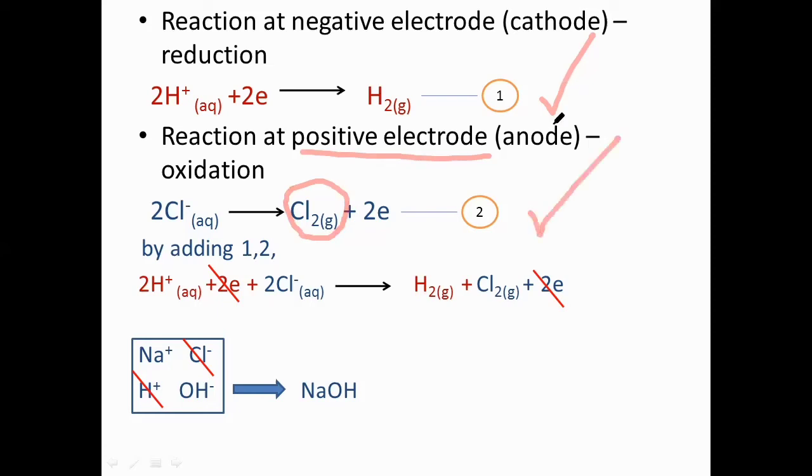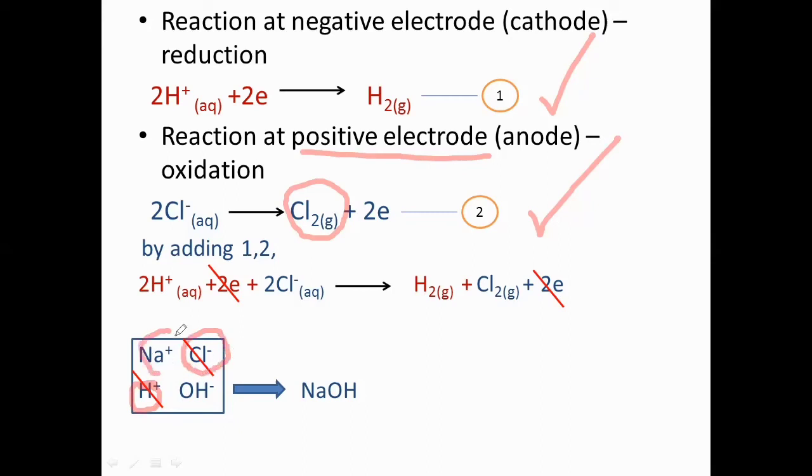By adding these two reactions, we can get the full reaction. Before that, you have to check the electron number: 2 and 2, so there is no need to worry about the electron number. You just add the first and second reactions and we get the whole ionic reaction. Here the hydrogen ions become hydrogen gas, and likewise the chloride ions become chlorine gas.